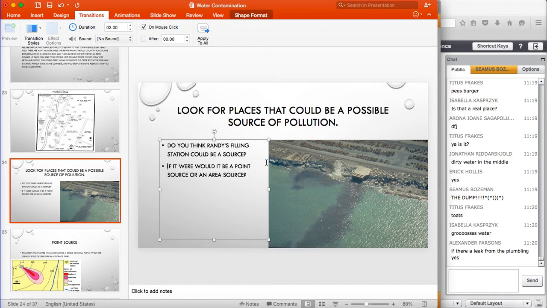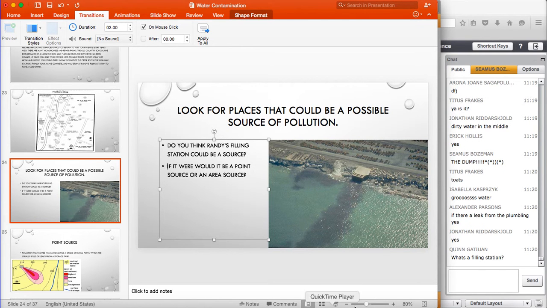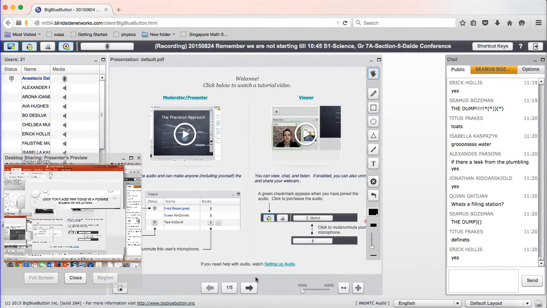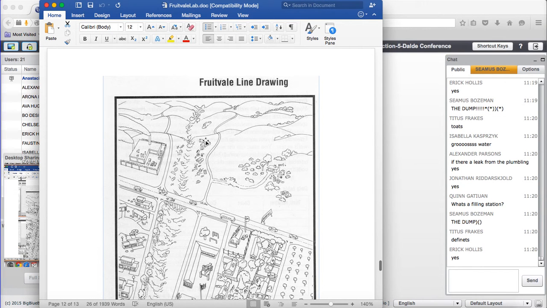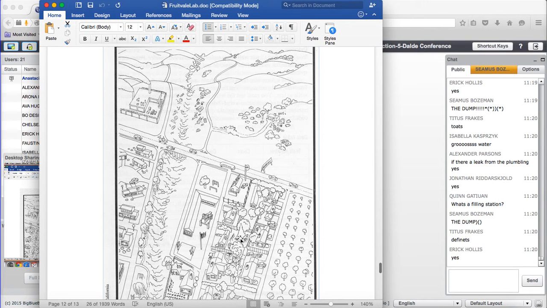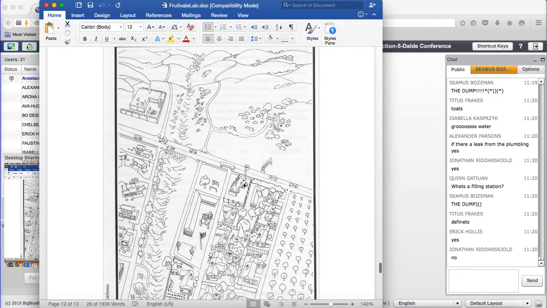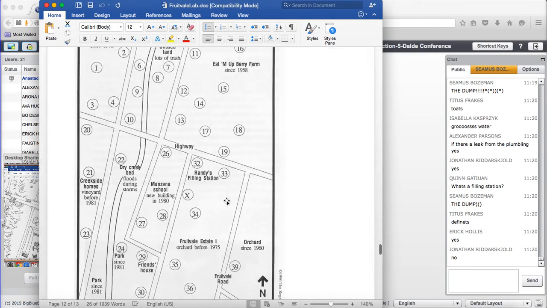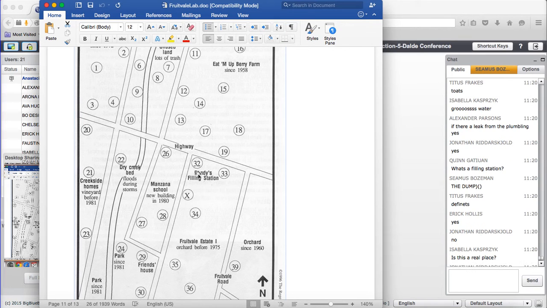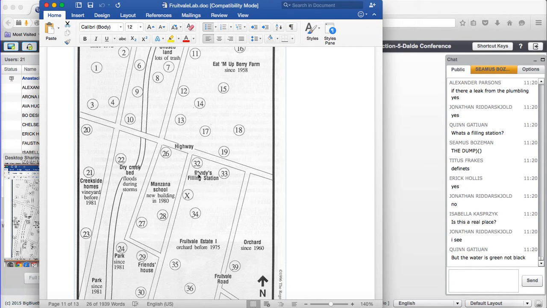Seamus is completely... See, what Seamus did is when he did the lab, he is absolutely convinced that it's right over here where there's a big trash dump. And Randy's filling station, I believe, is around here. It says gas over here. It's kind of hard to see. There it says gas. Here, it's easier to see on this map over here. Randy's filling station right there. It could have a leak. So do you think that could be a source?